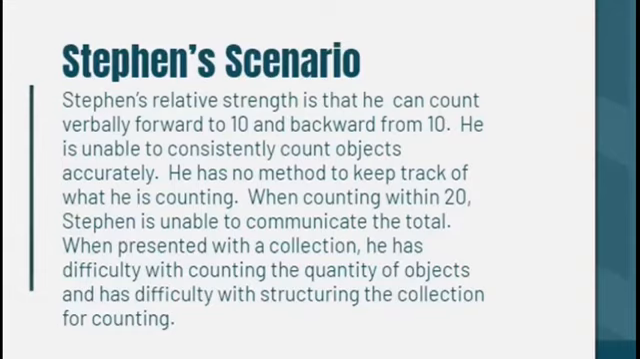He has no method to keep track of what he is counting. When counting within 20, Stephen is unable to communicate the total. When presented with a collection, he has difficulty counting the quantity of objects and has difficulty structuring the collection for counting.